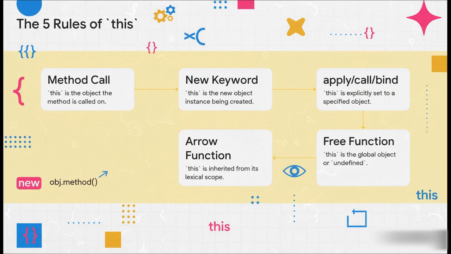So how do you solve the mystery of this? You don't guess. There's a set of rules, a clear hierarchy. The value of this is determined by how a function is called, not where it's written. And here are the 5 main rules you need to know. Think of this as your playbook. If it's a method call, like myObject.doSomething, then this is just myObject. Easy. If you can just walk down this list in your head during an interview, you'll be able to figure out this every single time.